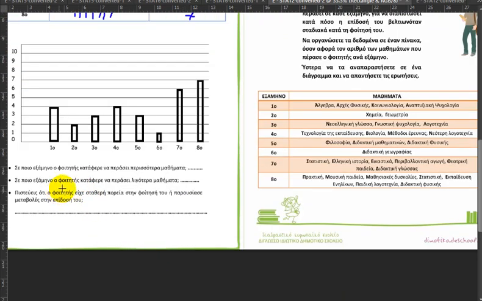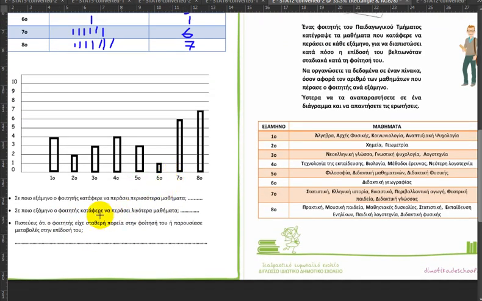All right. Then it asks, in which semester did the student pass the most lessons? That would be the last one, so 8. In semester 8. In which semester did the student pass the fewest? So that would be semester 6.